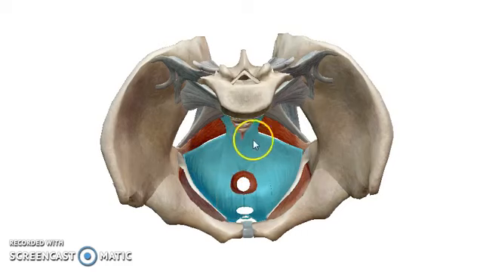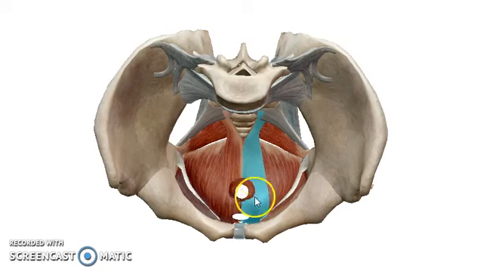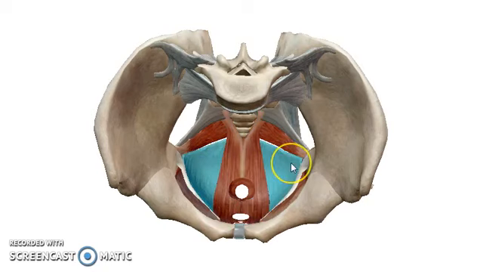And now we are marking the whole levator ani on both sides. This is the pubococcygeus part of the left levator ani, and this is the pubococcygeus part of the right levator ani, and this is the iliococcygeus part of right and left levator ani muscles.